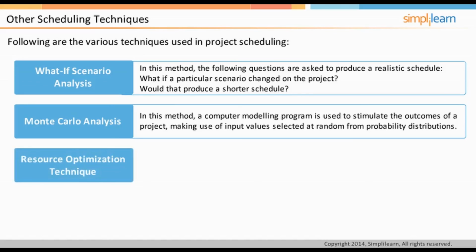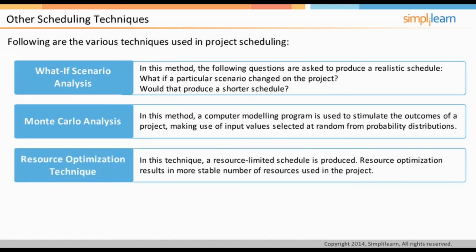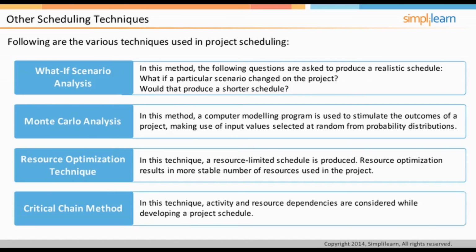Resource optimization techniques. These are also used to produce a resource-limited schedule. Resource optimization results in more stable number of resources used in the project. Critical chain method. This technique develops the project schedule that takes into account both the activity and resource dependencies. In the next screen, let us look at the last process in project time management, control schedule.